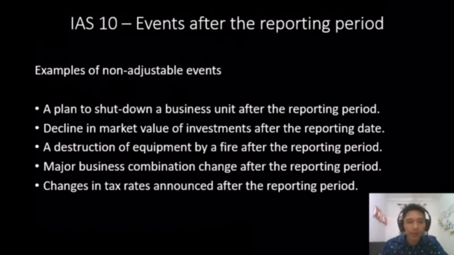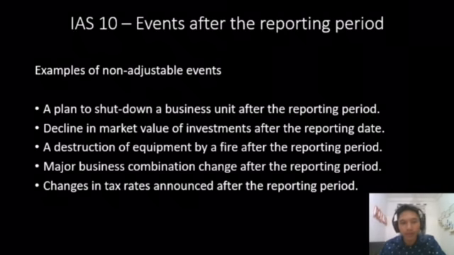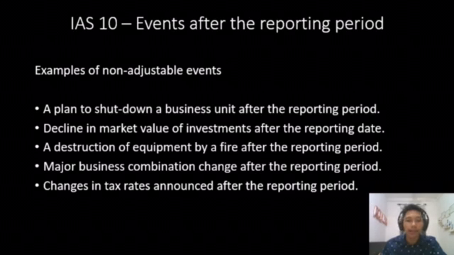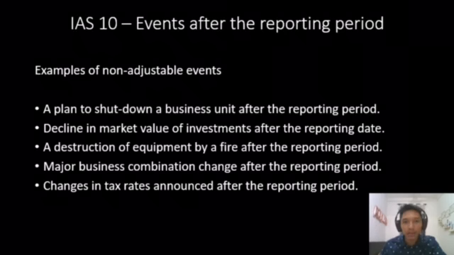Okay, next we go to the examples of non-adjustable events. The first one is a plan to shut down a business after the reporting period. Second, a decline in market value of investment and destruction of equipment by a fire. Then major business combinations and changes in tax rate announced after the reporting period. If you see, all non-adjustable events occur after the reporting period, which means all this information does not relate to a condition that existed at the end of the reporting period.